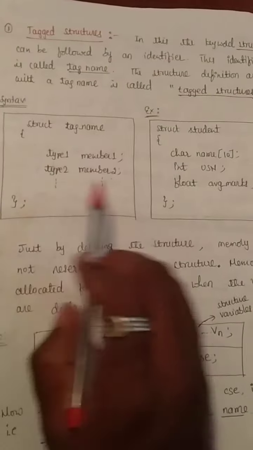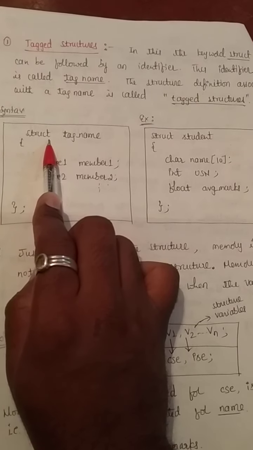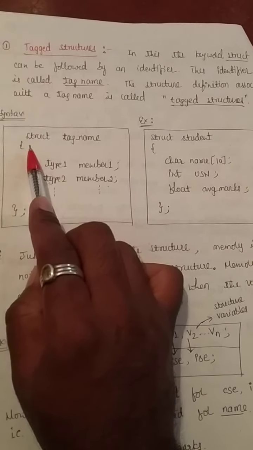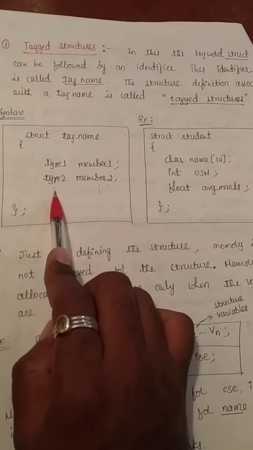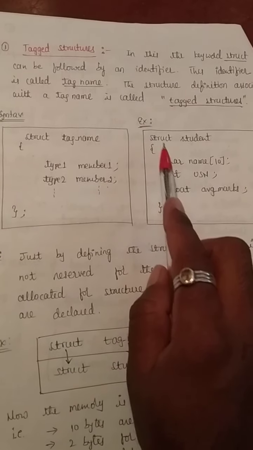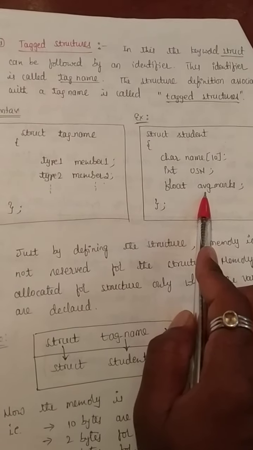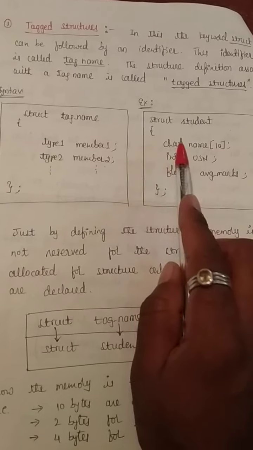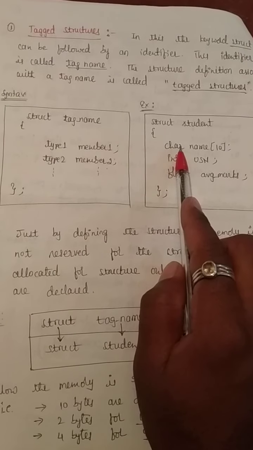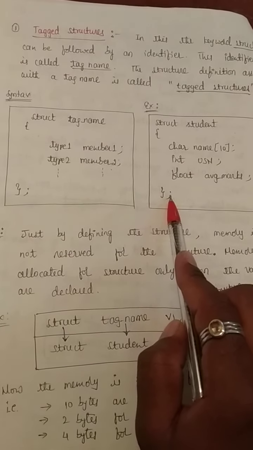What does the syntax say for tagged structures? It should have a tag name. So struct is the keyword which represents the structures. Struct keyword followed by tag name and one set of flower braces. Within that you can have n number of data types and n number of data members, and it ends with semicolon. See the example: struct student, char name[10], int USN, float average marks. So here I am using int, float, char, three different data types under one name called student. Got it? Now three data types, three data members and ends with semicolon.